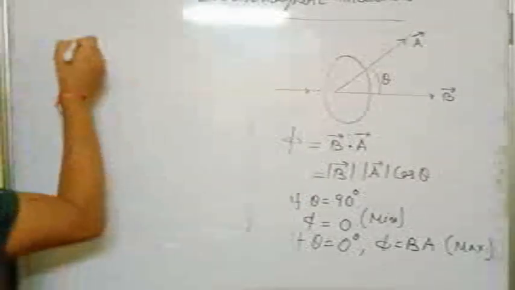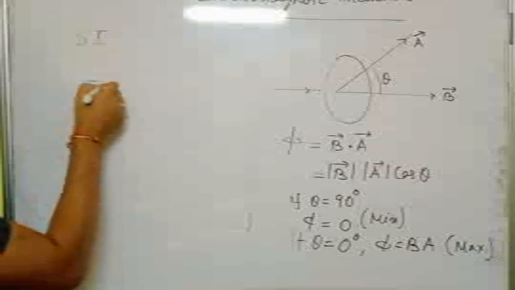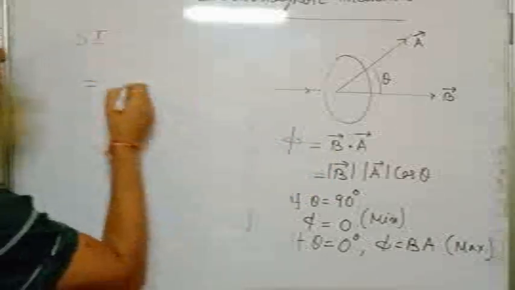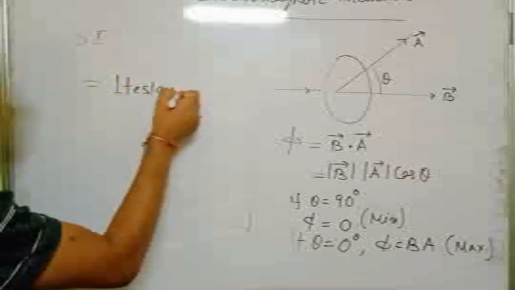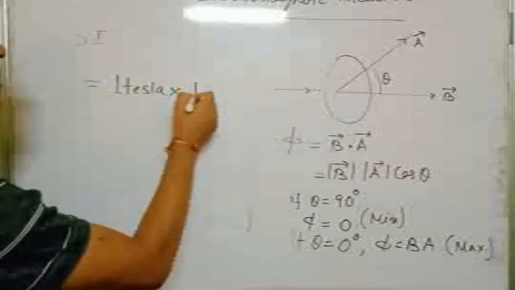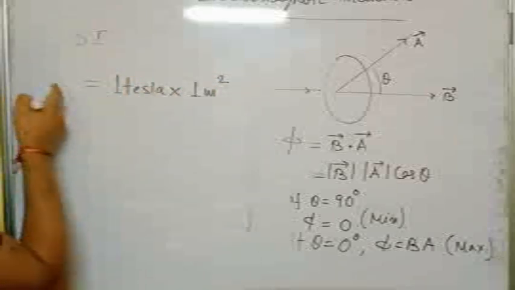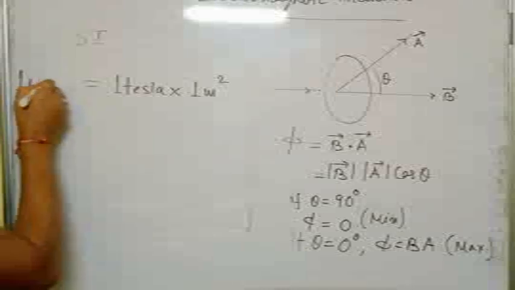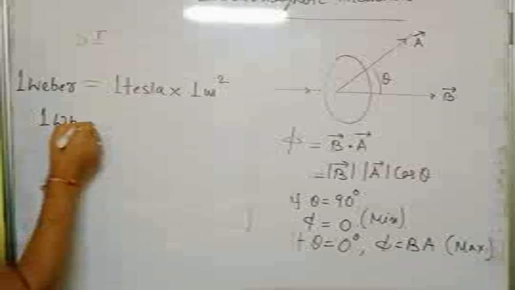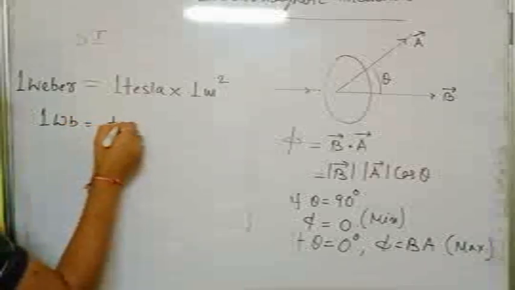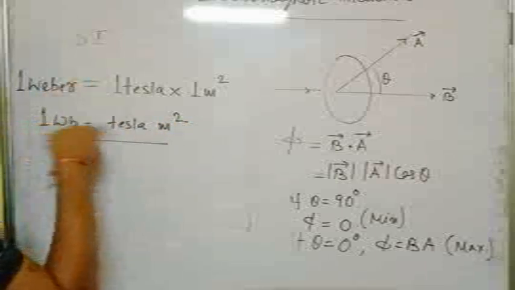Now in SI unit, if B is 1 Tesla and area is 1 meter square, then flux phi is called 1 Weber. So 1 Weber is equal to Tesla meter square. That's the SI unit of flux.